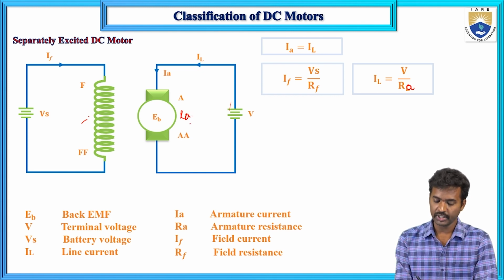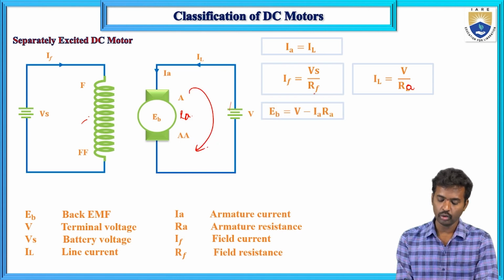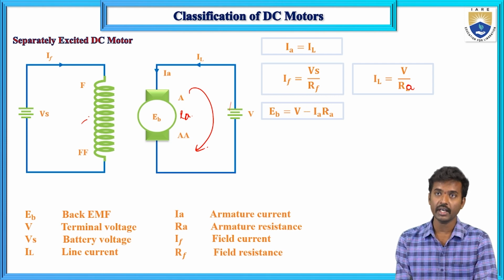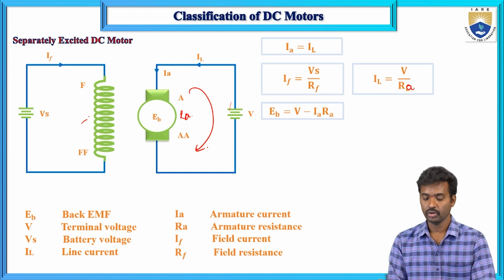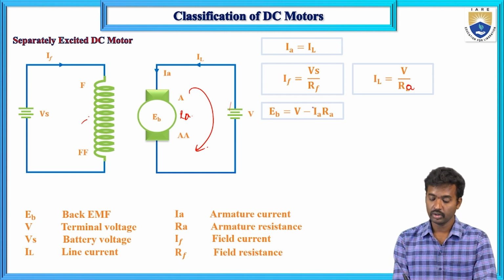This voltage divided by this resistance is known as RL. So now IL equals V by RA. Next, if you apply KVL in this loop, the back EMF is equal to V minus IA RA. In case of a separately excited DC generator, EB equals V plus IA RA. So in case of a DC generator, there is a plus; in case of a DC motor, there is a minus.